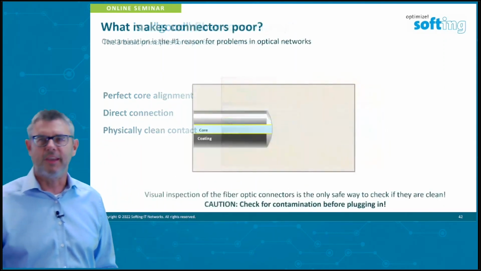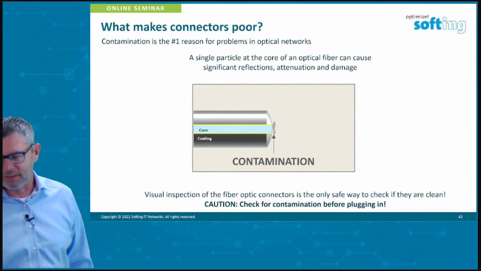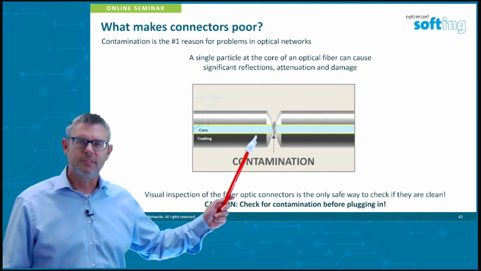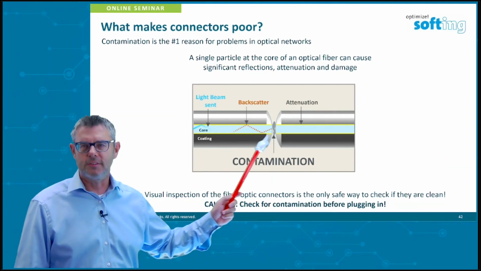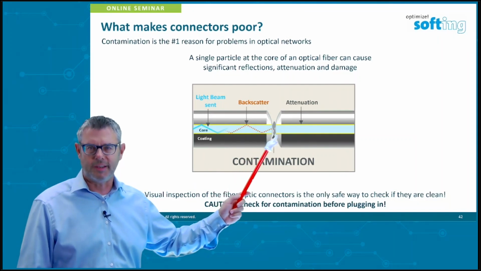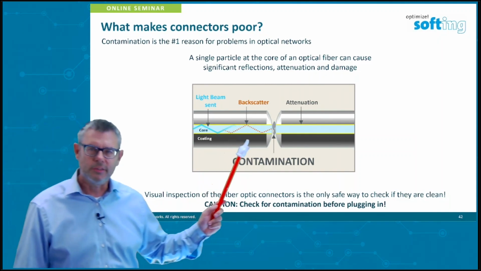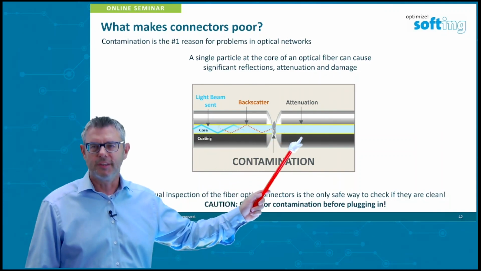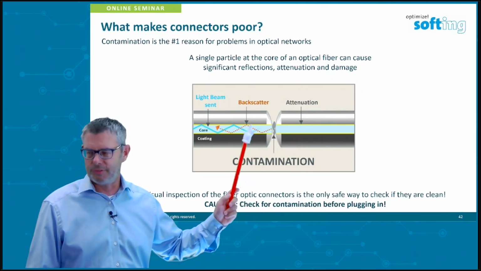If it's not the case, like this one here, this is contaminated. Contamination, like here a little dust, let's say, in between. This is disturbing the flow of the light. So a high part of the light will be reflected straight back to where it comes from, the transmitter, and only a small part will travel on. So you have a very high attenuation here and a very high reflection.